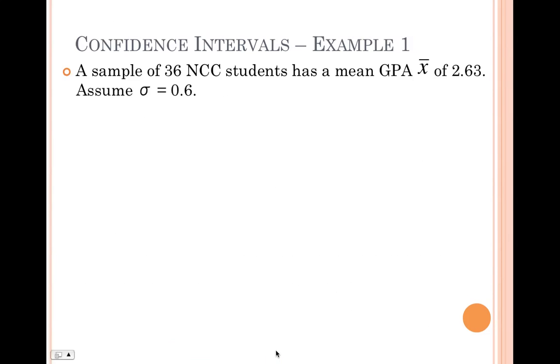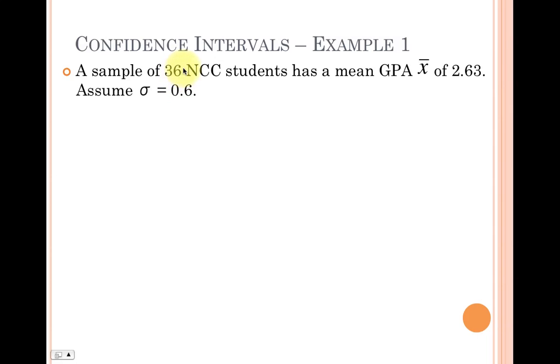So let's look at an example so we have a concrete example of what exactly is done when constructing a confidence interval. A sample of 36 NCC students has a mean GPA, X bar, of 2.63. Assume that the population standard deviation, sigma, is 0.6. These are things that need to be provided to you before starting a confidence interval problem.